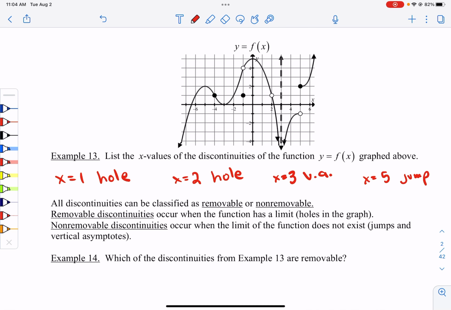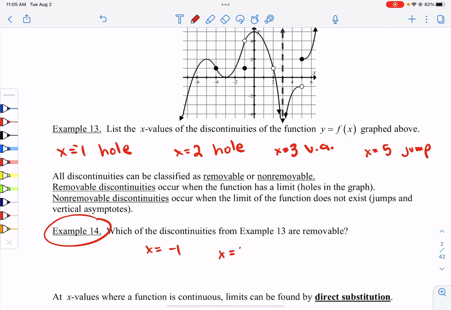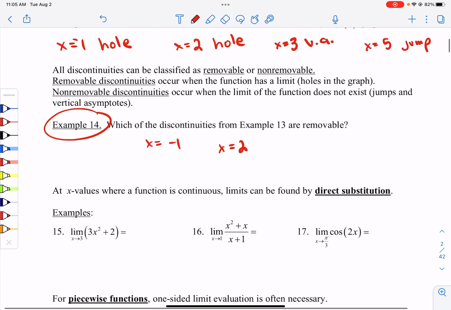So when it says which of the discontinuities right here in example 14, which of the discontinuities from example 13 are removable? Well, removable are the holes. So x equals -1 is a discontinuity. Did I do that earlier too? Oh, I did. I didn't put a negative sign right there. Shame, shame. X equals -1 is a removable discontinuity, as well as when x is equal to 2. Those are both removable discontinuities. Okay, let's move on.